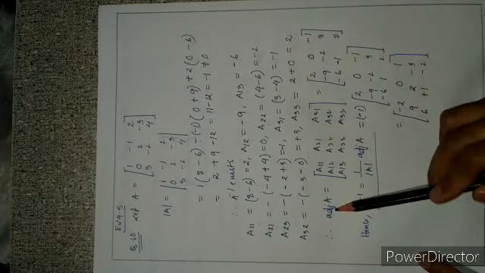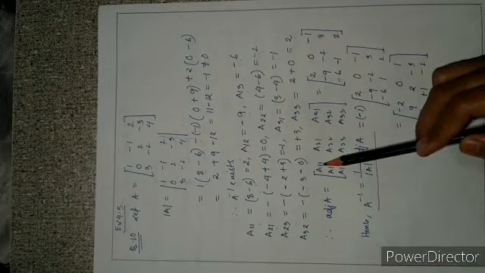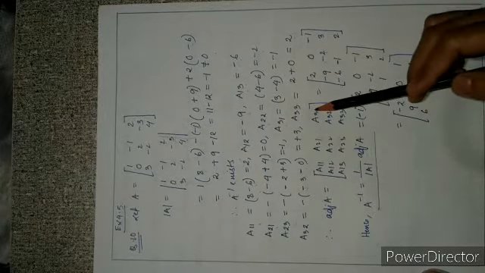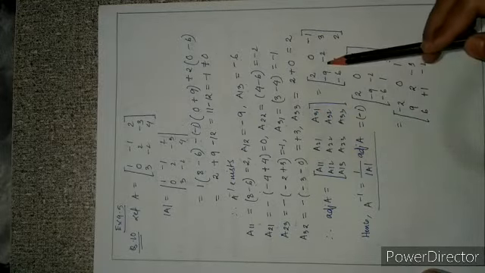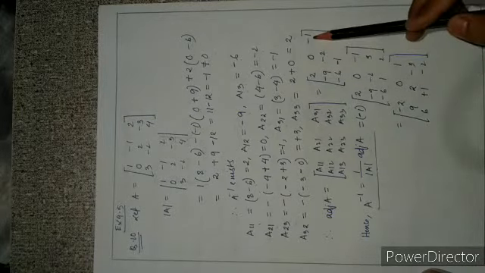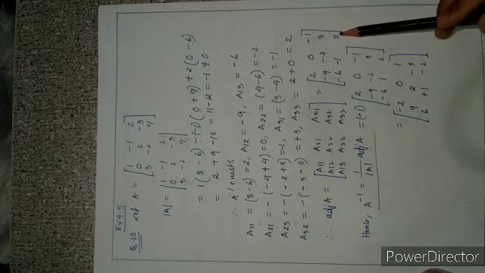Then write adjoint A. Adjoint A is the transpose of the cofactor matrix whose elements are capital A11, A12, A13, A21, A22, A23, A31, A32, and A33. By substituting the values of its cofactors, we have 2, 0, minus 1, minus 9, minus 2, 3, minus 6, minus 1, and 2.